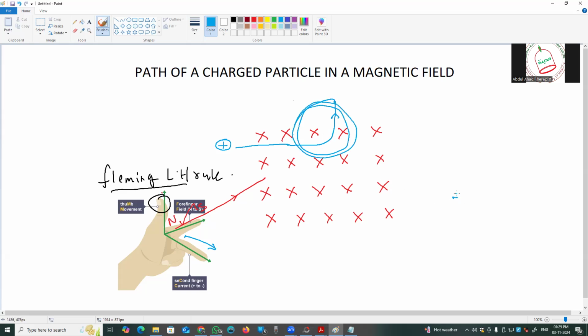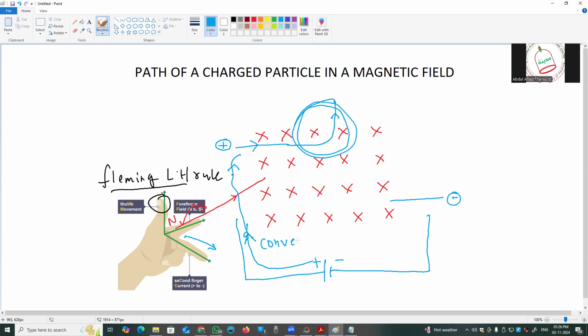Now, let's say we have a negative charge coming from the opposite direction. Why am I telling you it's the opposite direction? Because let's say we have a circuit or a wire connected to a battery. This is the positive terminal and this is the negative terminal. So how will the charges flow? From positive to negative end in this direction. This is the same direction, isn't it? And this flow is called conventional flow, right? The other type of current flow is electron flow.